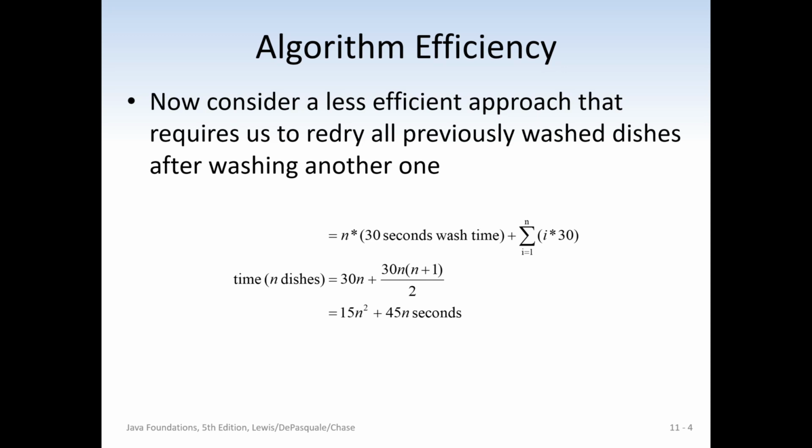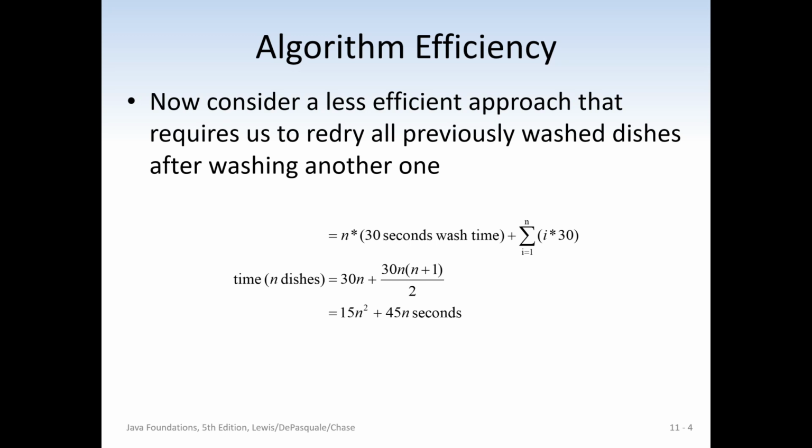Okay, so we're in seconds. And that's the amount of time it takes to wash and dry the dishes with this new algorithm, right? So the previous algorithm was linear. This algorithm is quadratic, right? Because it's got an n squared term, so it's going to be quadratic. So we can now compare these two algorithms and tell which one is going to be more efficient as we have a lot of dishes to wash.